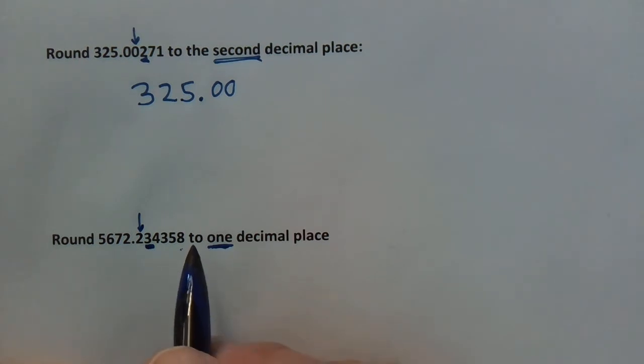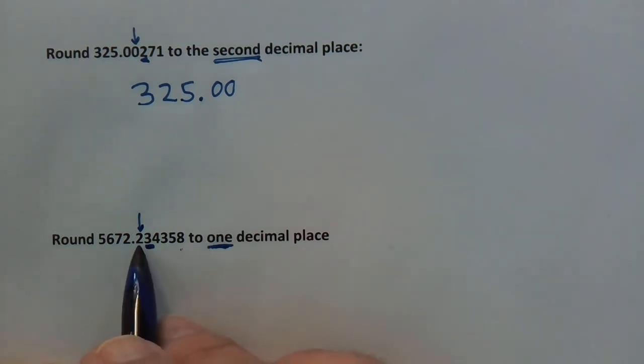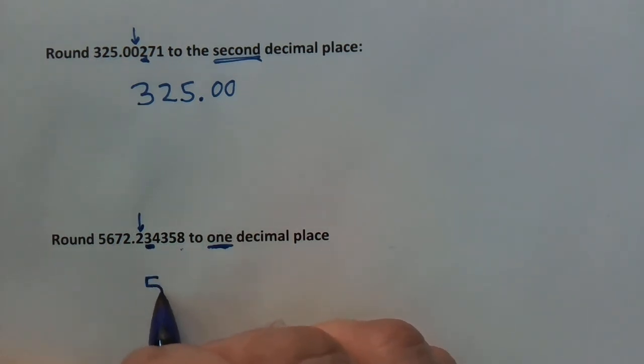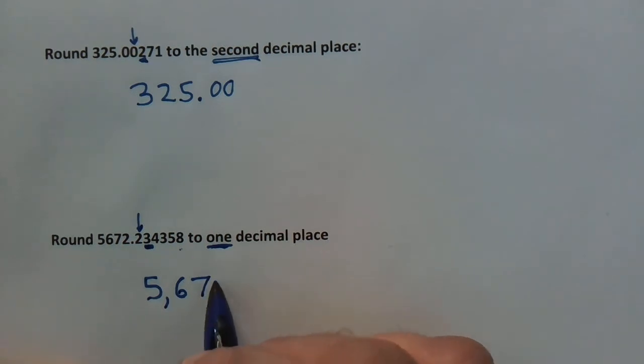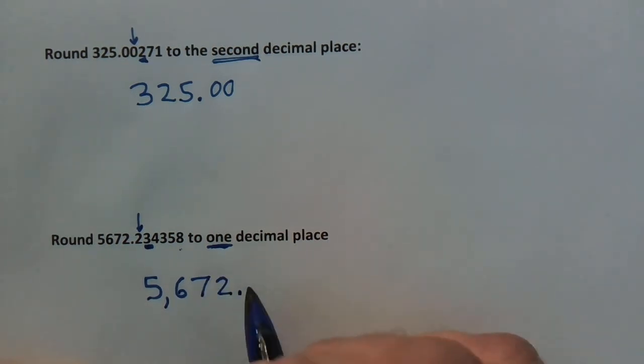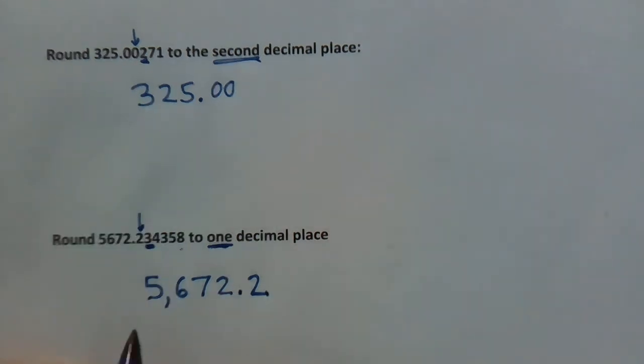A 3 is not a 5 or above, so this number does not change. So I'm going to rewrite it, and I'm going to use a comma just to make it easier to see. 0.2. And again, I'm going to truncate any additional numbers. So that is how we round that.